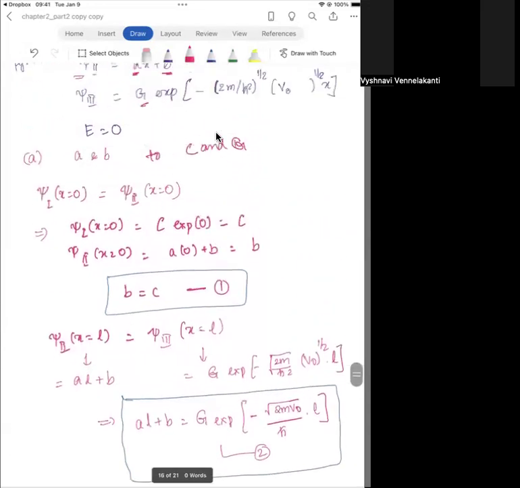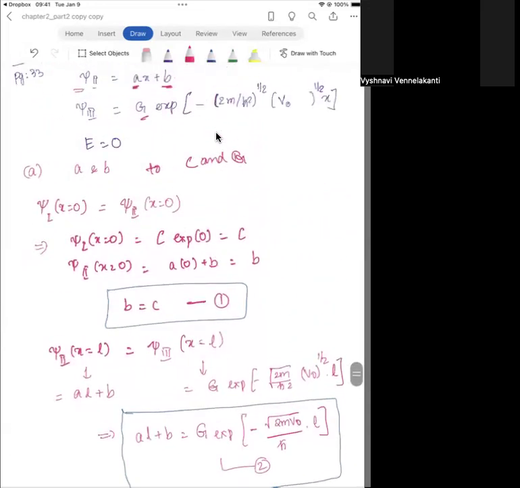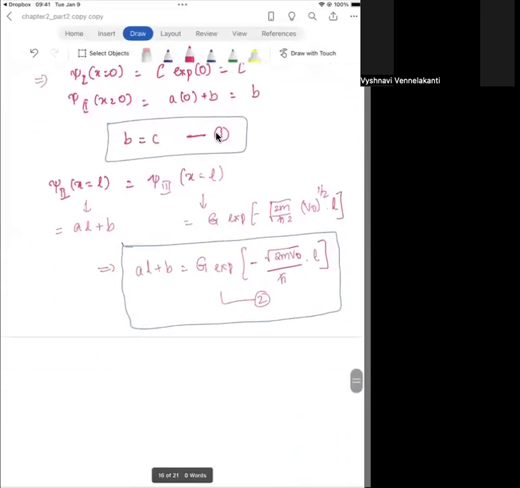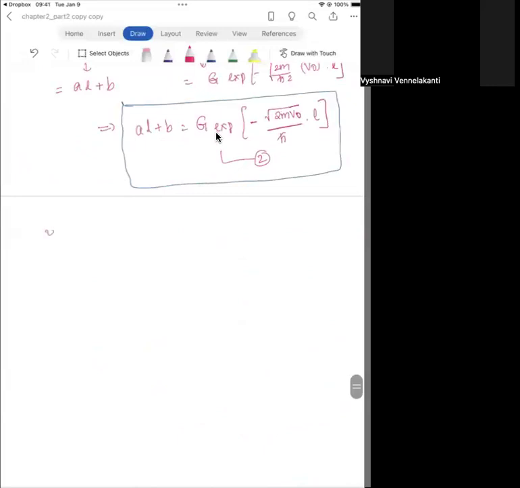I do want to mention that we are getting all of these equations from the requirement that the wave function be continuous and the derivative also be continuous at x equals 0 and x equals L. That's why we're getting these equations. Now, let's take the derivatives.